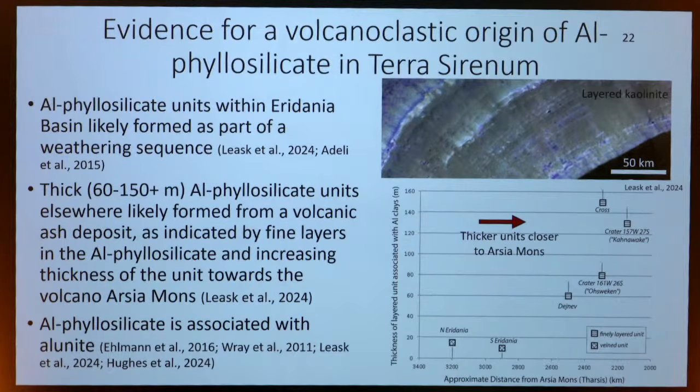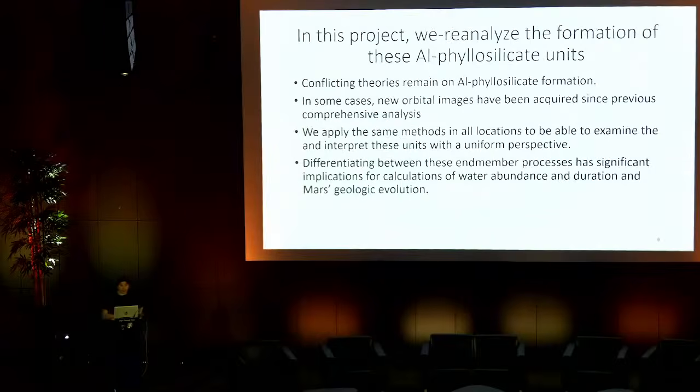And so, inspired by this, because this analysis found a potential volcaniclastic origin for some of the aluminum phyllosilicates, we're reanalyzing the formation of these units globally, because these conflicting theories remain about their formation. Also, in some cases, particularly in Nili Fossae, new orbital images have been acquired since previous comprehensive analysis. We also apply the same methods in all locations to be able to examine and interpret these units with a uniform perspective. And I'll note that differentiating between these end-member processes has significant implications for things like calculations of water abundance and duration, as well as Mars's geologic evolution more broadly, which I'll get into.